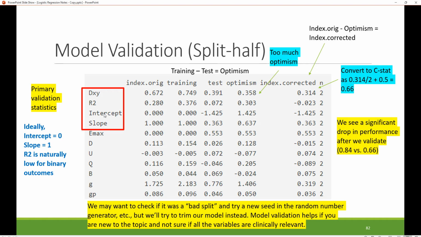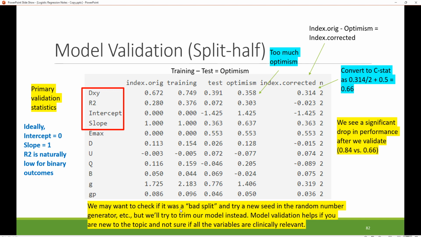The intercept and slope refer to the model calibration. Ideally the intercept equals 0, meaning it would cross the y-axis at that 0 point, and our slope would equal 1. An intercept of 0 and a slope equal to 1 would represent a 45-degree angle, a straight line. What we see with our intercept and our slope is that they're off, so those are not good signs of model calibration.